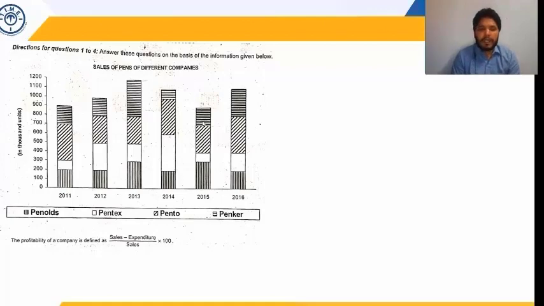Now let's move on to Pentex. What is the sale of Pentex in 2011? Some of you might say it is going to be 3 lakhs or 300,000, but this is not the case.